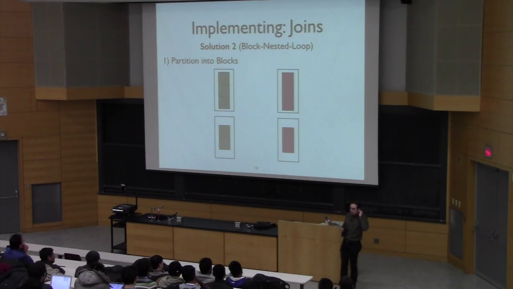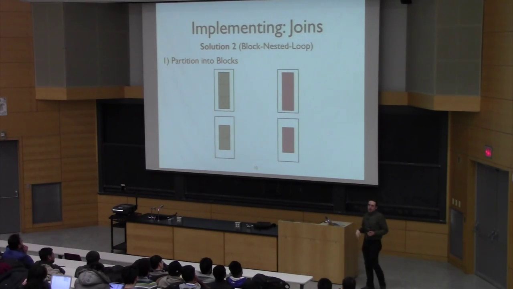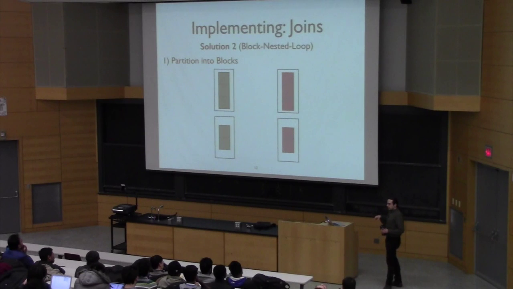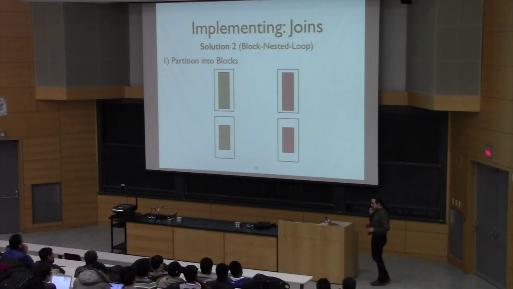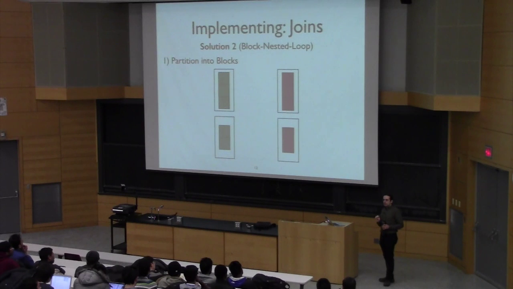What do you mean by log n search time? So if the data is sorted, then I visit every single tuple on the left-hand side and then do a log n search over the right-hand side to find the right tuple. Okay, so I bet you I can do it even faster than that.